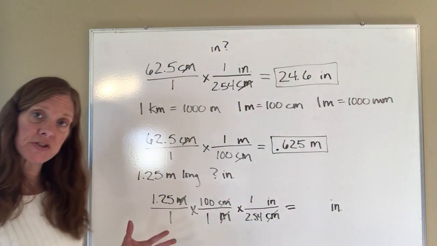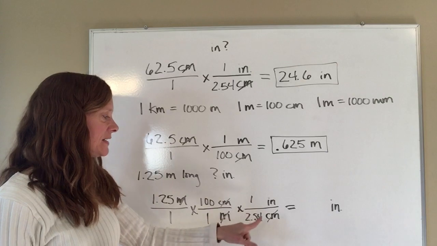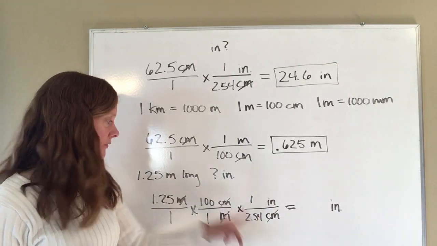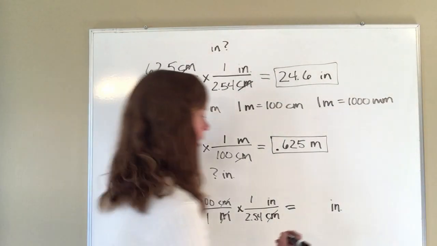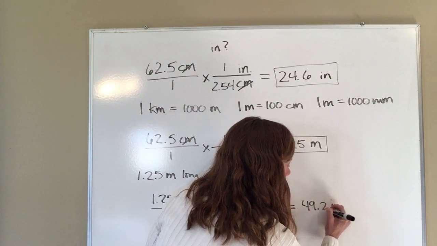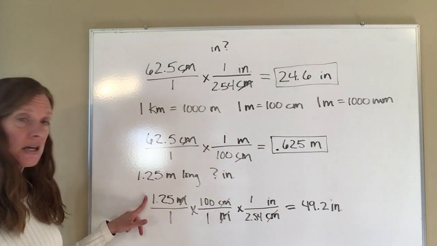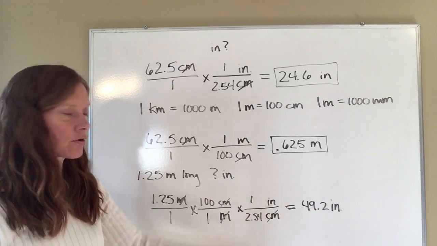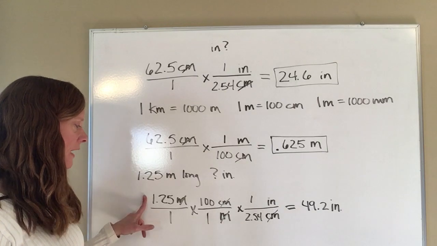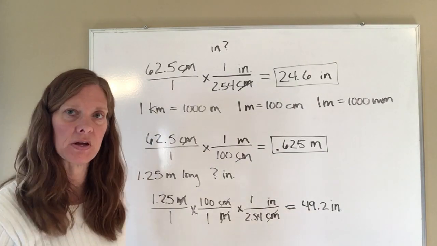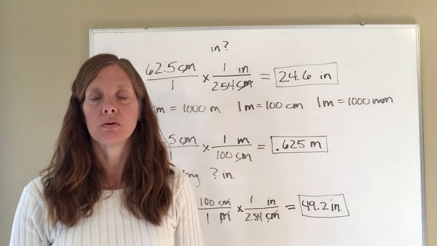When you type this into your calculator, you're going to go 1.25 times 100 divided by 2.54. So if it's on the top, you multiply. If it's on the bottom, you divide. And your final answer should come up 49.2 inches. I need 3 significant figures because I had 3 here. And so conversion factors don't count when you're doing conversions as far as significant figures goes. So however many I have in the beginning is how many I'm going to have in the end. So my final answer is 49.2 inches.